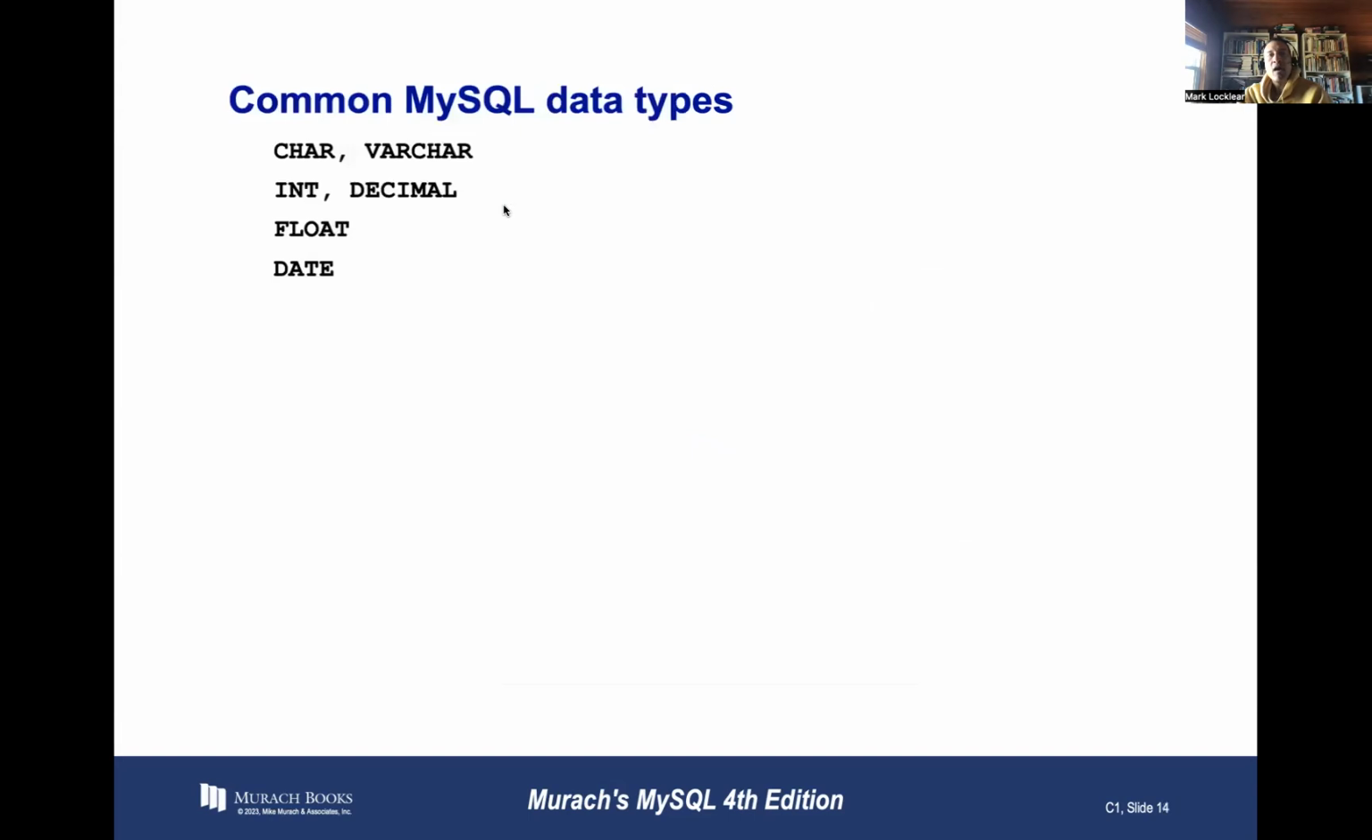Okay, common SQL data types. So again, character, variable characters, ints, decimals, floats, dates, all these. And if you've done any programming in the past, you know that specific variables can have data types associated with them. So again, same thing in relational databases.